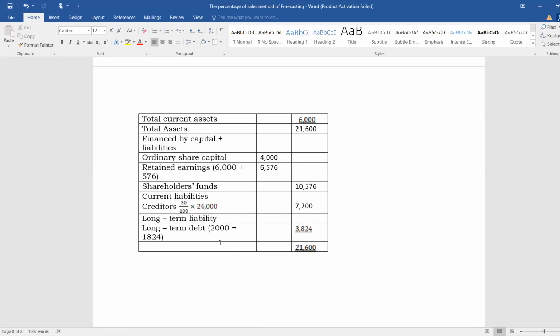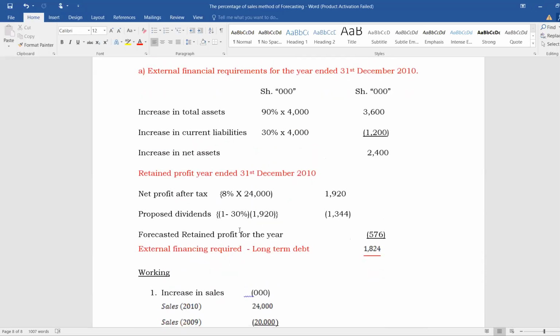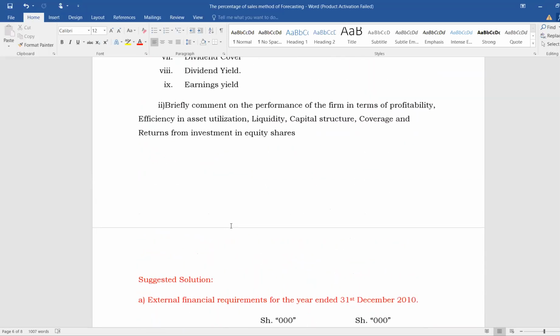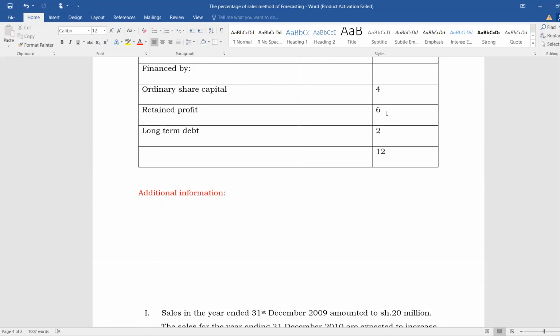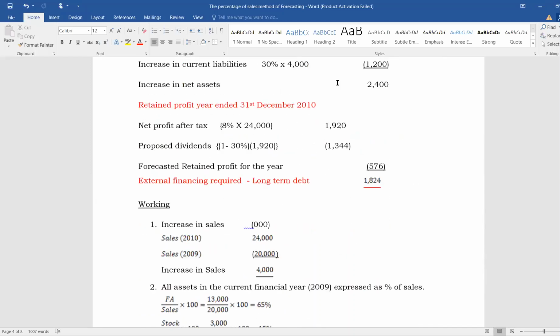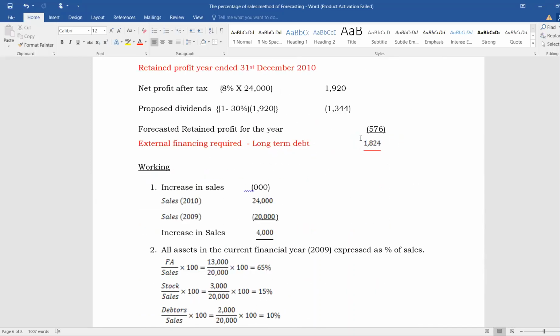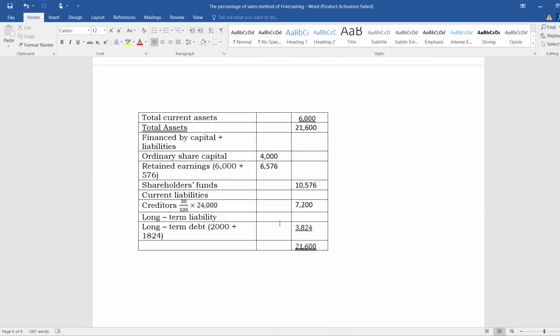Now, long-term debt, how much is existing in the company's capital structure? Kiangalia. Existing ziko ngapi? 2 million. Na hawa wameenda kuchukua ingine ngapi? Hii hapa chini, external financing. We have assumed long-term debt of 1824. Sasa total ni ngapi? 38, 24. So the total long-term liability is 38, 24.